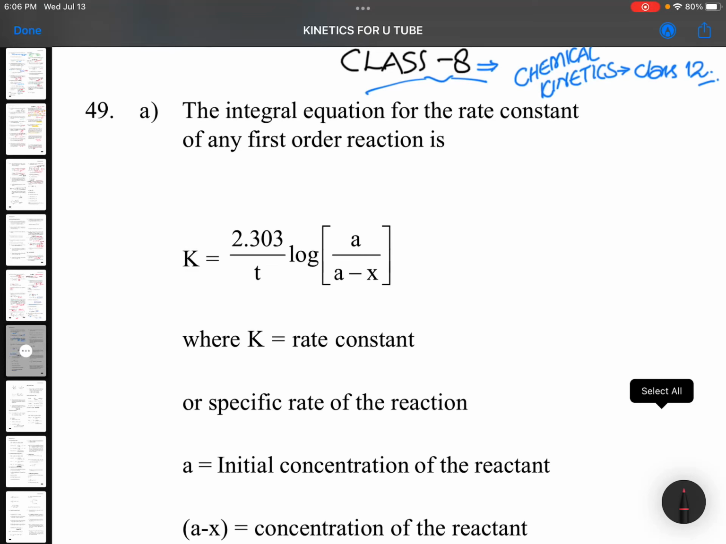Hi, welcome back to class 8. Not 8th class, class 8 of chemical kinetics. In this session, we'll be discussing the first order reaction important formula.